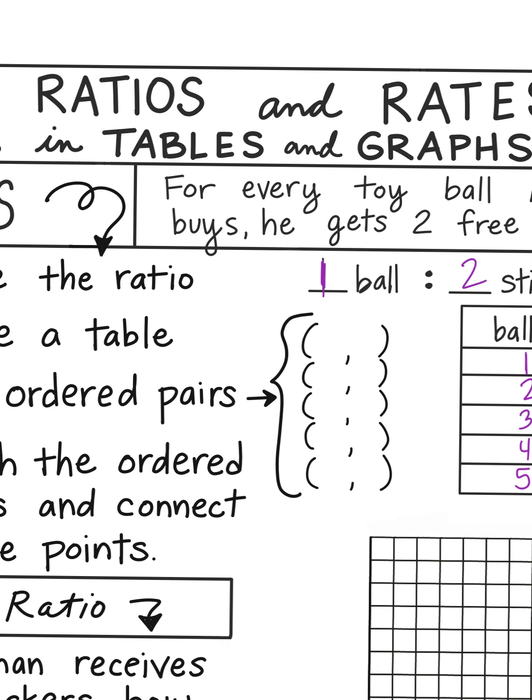So what is my rule? What is happening for every toy ball that I get 2 free stickers? What am I doing? I am multiplying by 2 each time. So my rule at the bottom is times 2. Now I can use this information to put together a coordinate pair. So over here, I'm going to list out all of my coordinate pairs. So starting with (1, 2), (2, 4).